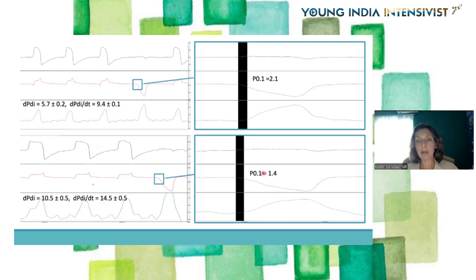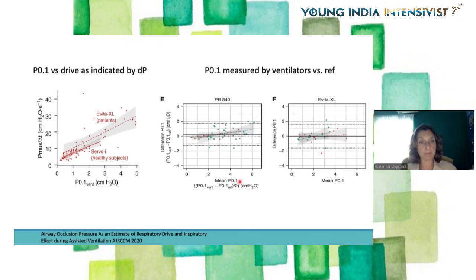The P0.1 is 1.4. So different people can have higher or lower drive that is not represented in P0.1. However, in the same person, the change in P0.1 is reflective of the change in respiratory drive. And there's this other problem highlighted by Telias in this paper, that different ventilators measure P0.1 differently and have different accuracy. Therefore, reference values are really, really problematic for P0.1.